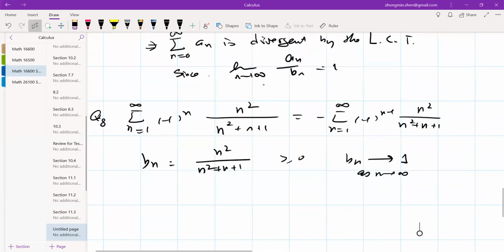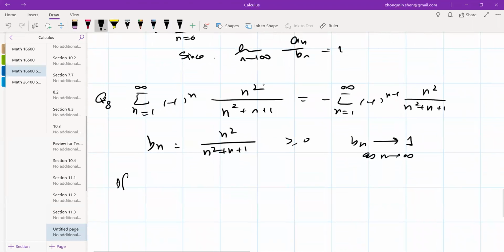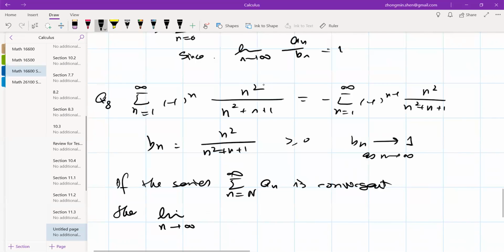Okay, so let's just state the general case. If the series of a_n, starting from any number, is convergent, then the limit of a_n should be 0. This is called the nth term test. You can name it that because it's talking about the nth term.